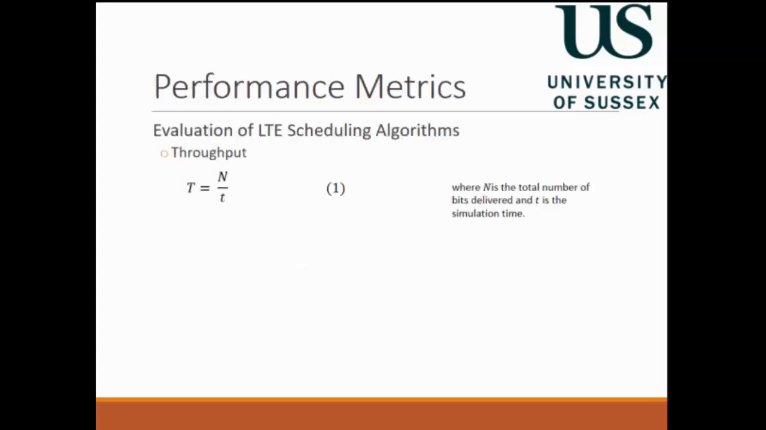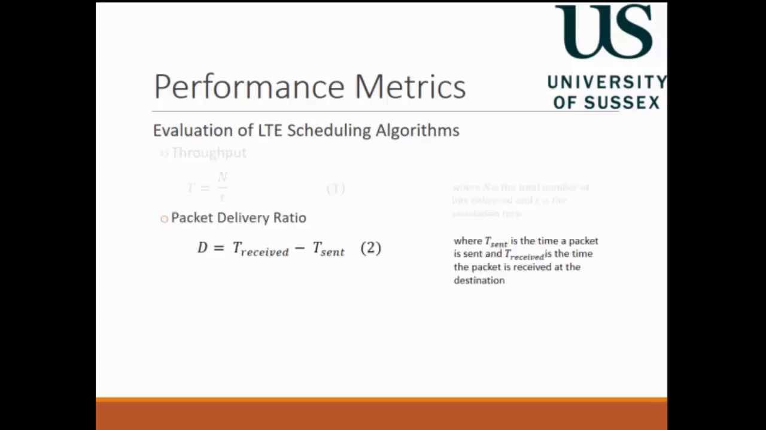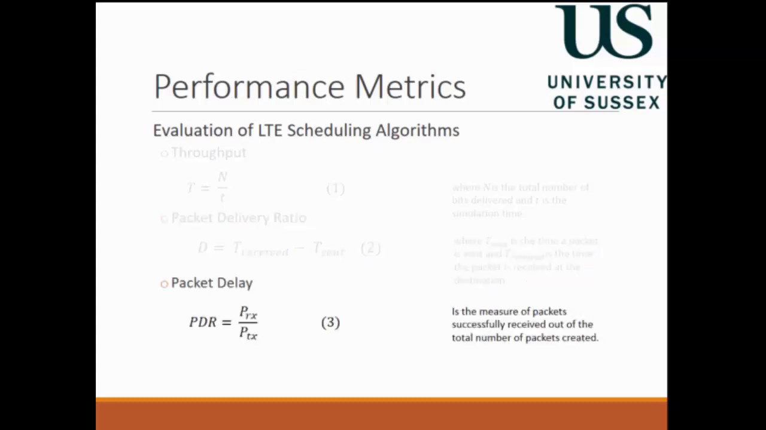Some of the performance metrics we use to measure are throughput, whereby we looked at the total number of bits delivered in a simulation time. We looked at our packet delivery ratio in comparison with both LTE traffic and our smart metering traffic. We also looked at the end-to-end delay. This is the delay from the time the packet is sent from a device up to the time it gets to its destination.